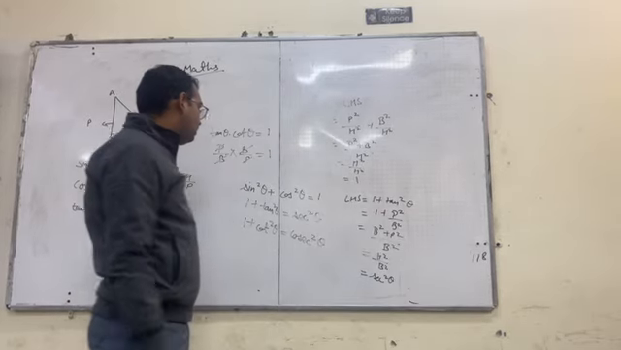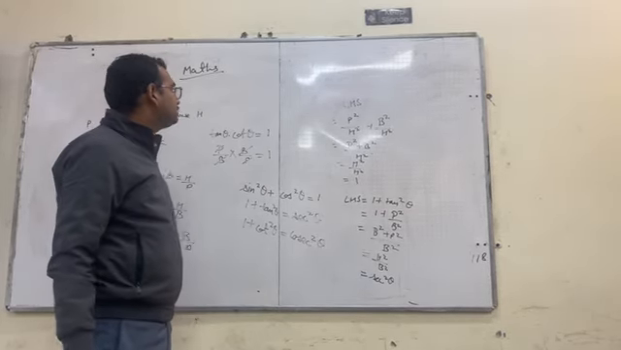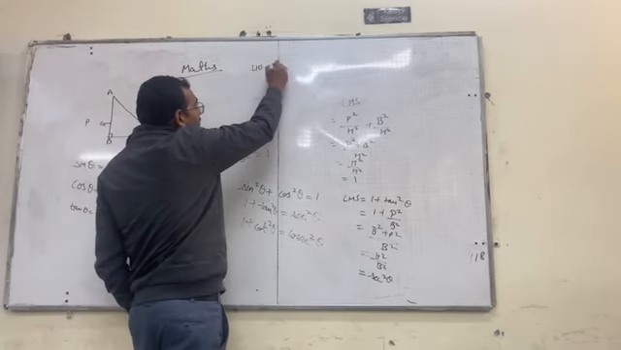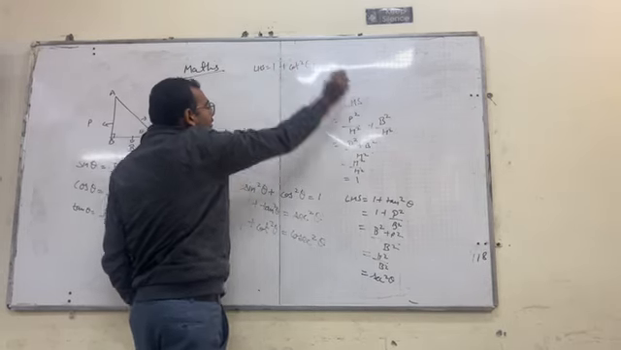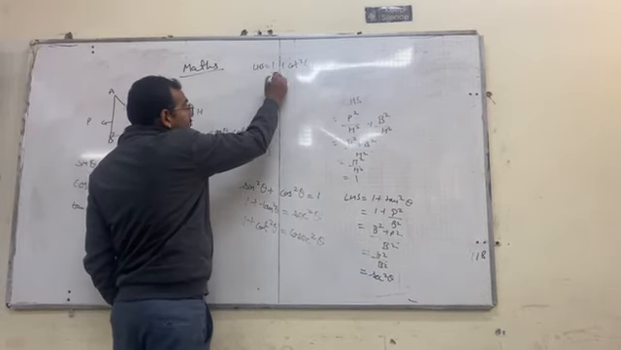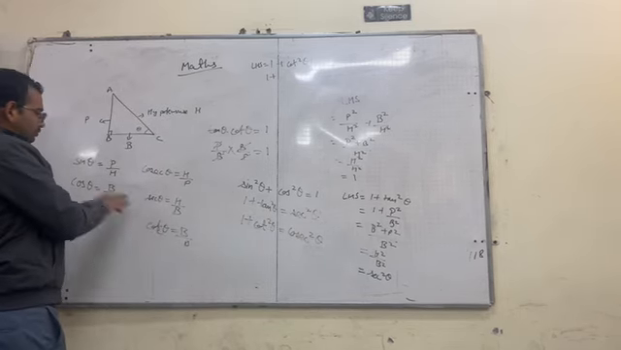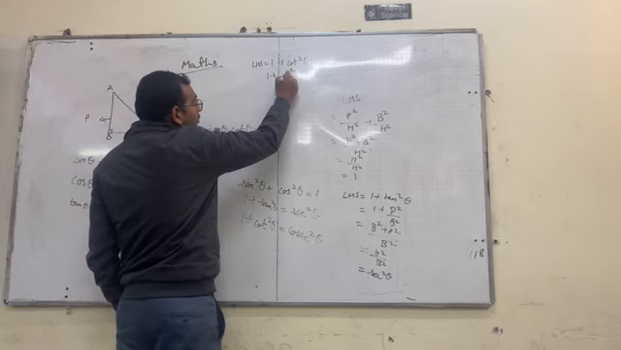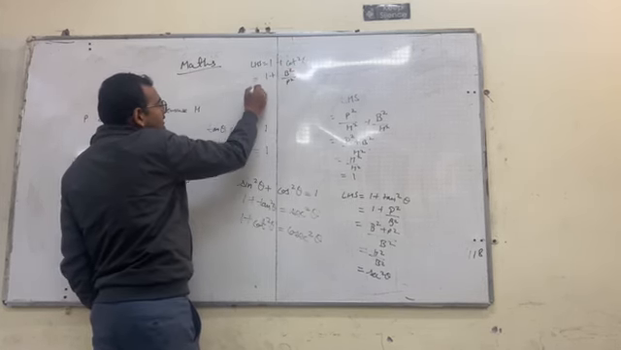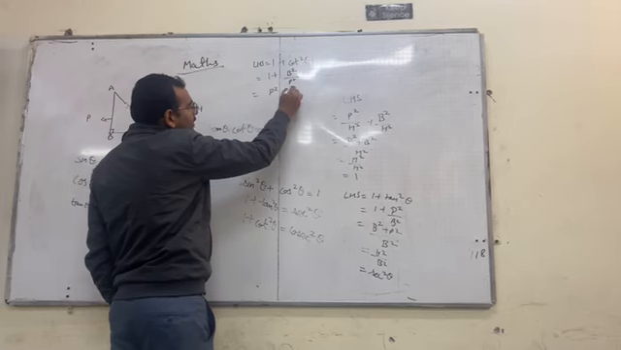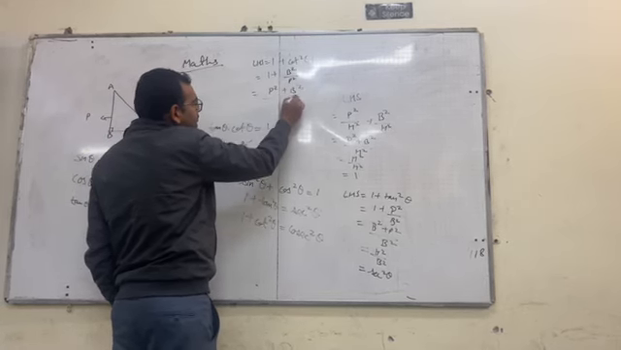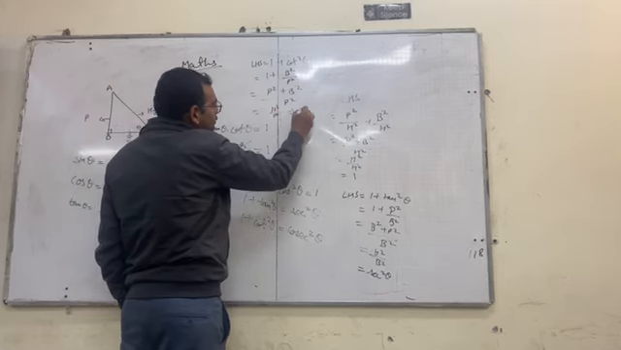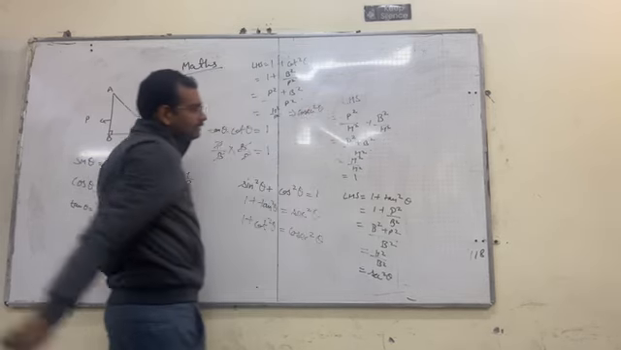The third one is 1 plus cot square theta equal to cosec square theta. So let's see, LHS equal to 1 plus cot square theta. 1 plus, what is cot square theta? Cot theta equal to base upon perpendicular. So cot square theta equal to base square upon perpendicular square. If we take LCM, it will become p square plus b square upon p square, which will equal to h square upon p square or cosec square theta.